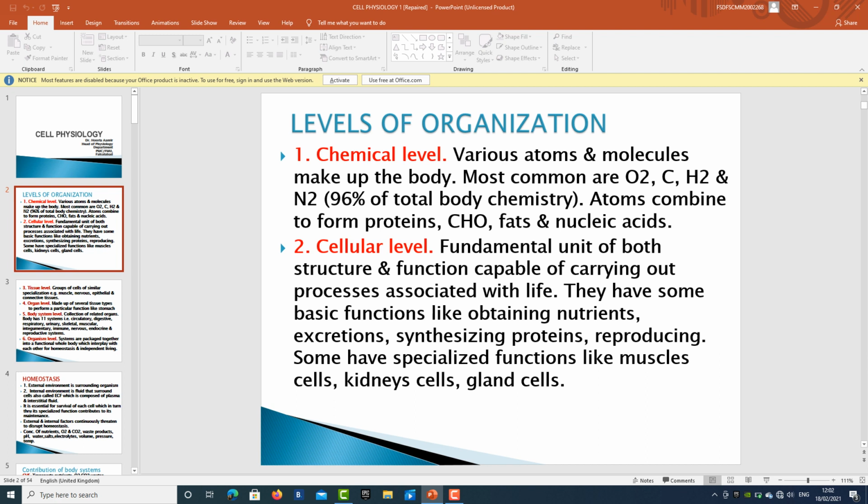Now, what is the cellular level? The fundamental unit of both the structure and function, capable of carrying out processes associated with life. They have some basic functions like obtaining nutrients, excretion, synthesizing proteins, reproducing. Some have specialized functions like muscle cells, kidney cells, and gland cells.